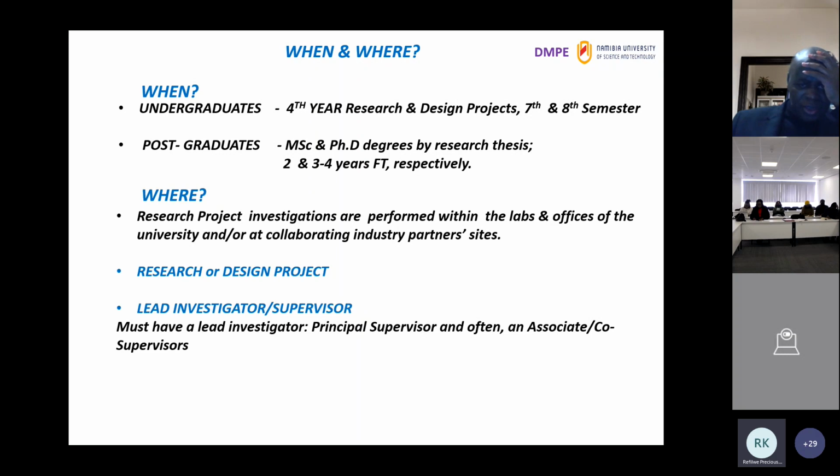As already mentioned, fourth-year research students undertake research projects, and they also take design projects. And it should be treated in the same manner as research projects. Masters and PhD students undertake higher degree research and come out with theses. For the former, it's 2 years on average. For the latter, 3-4 years, full-time equivalent for PhD.